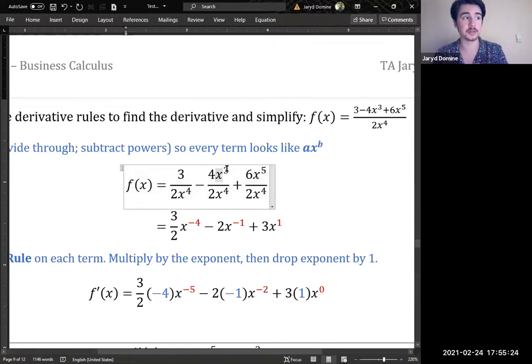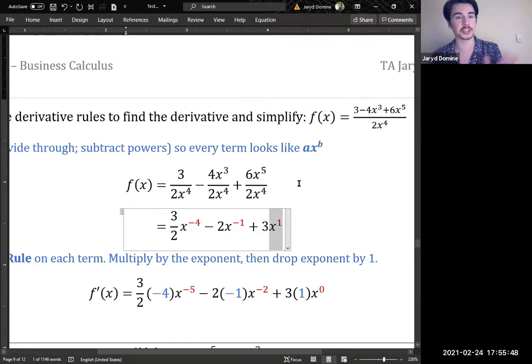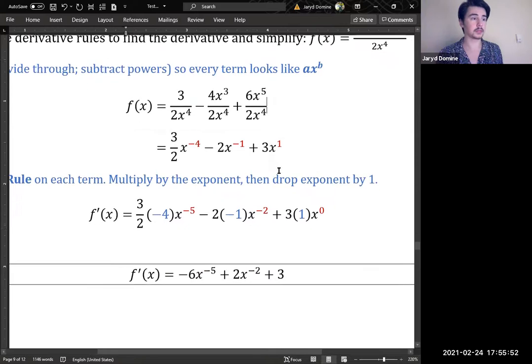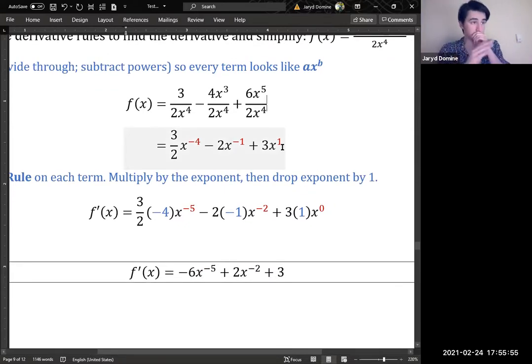So you get x to the 3 minus 4, right? So you subtract the power on bottom, x to the 3 minus 4. And 3 minus 4 is minus 1. So that's how I got that. Same for the last term. So we have x to the 5th on top, x to the 4th on bottom. So we're going x to the 5 minus 4, which is x to the 1, or just x. You can just write it as x. Okay, so these are the three terms. We've rewritten it in the right form.